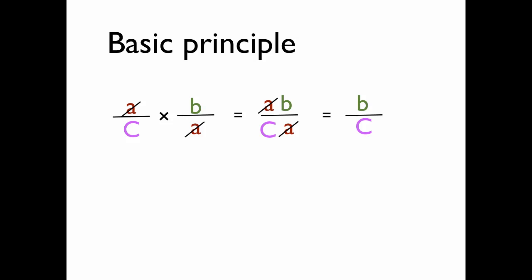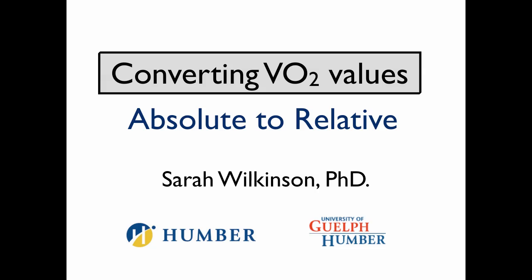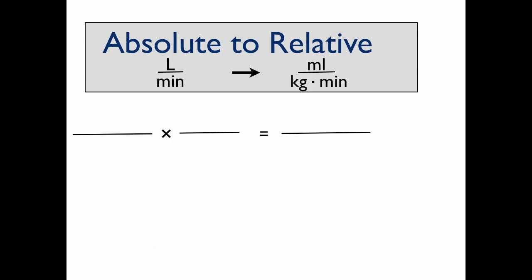So we're going to be doing the same thing with unit conversion. So I'm going to start off with converting an absolute VO2 in liters per minute to a relative VO2 in mils per kilogram per minute. So like I said, we're converting liters per minute to mils per kilogram per minute. So let's do an example. Let's say someone has a VO2 at a particular exercise intensity of 2.1 liters per minute. And we can say that that's 2.1 liters per 1 minute. Normally we don't put the 1 in, but it actually means per 1 minute.